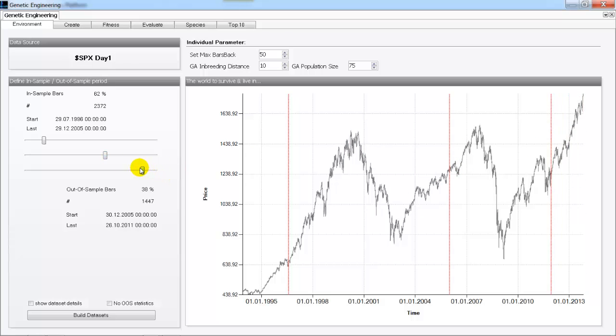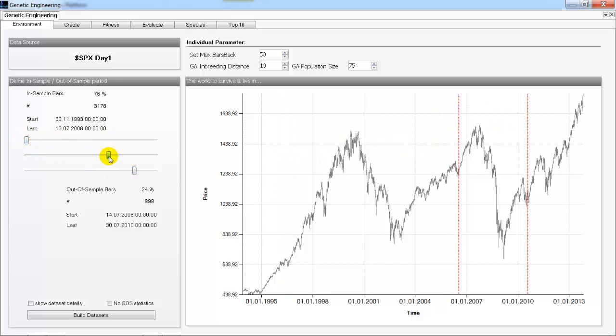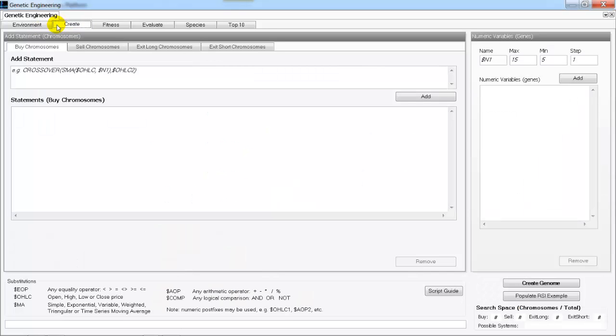So you can size the in-sample and out-of-sample period to your needs. I would recommend perhaps to use 80% in-sample and 20% out-of-sample period. However, you can design it how you like. You can set some individual parameters, but you don't have to tackle that. So this is just the environment setup. After that, we will go to the most important point.